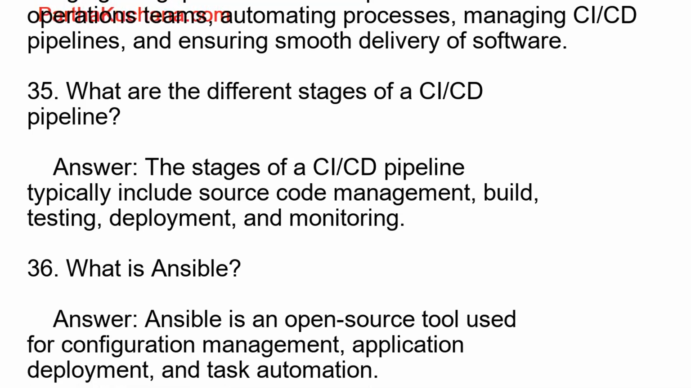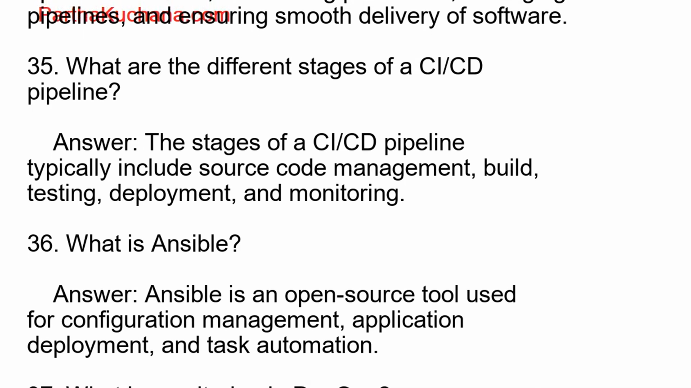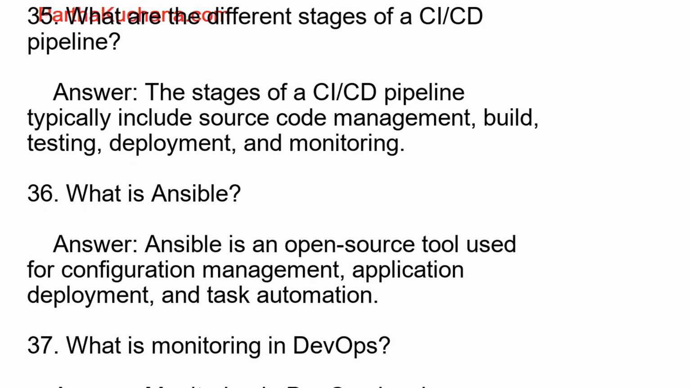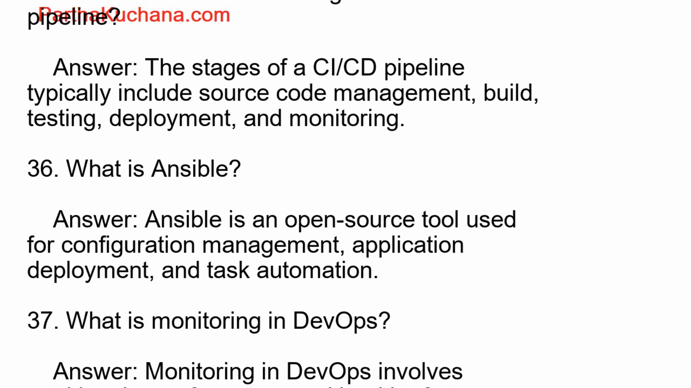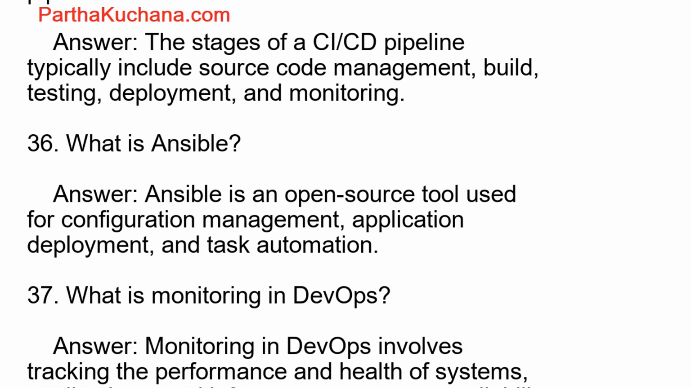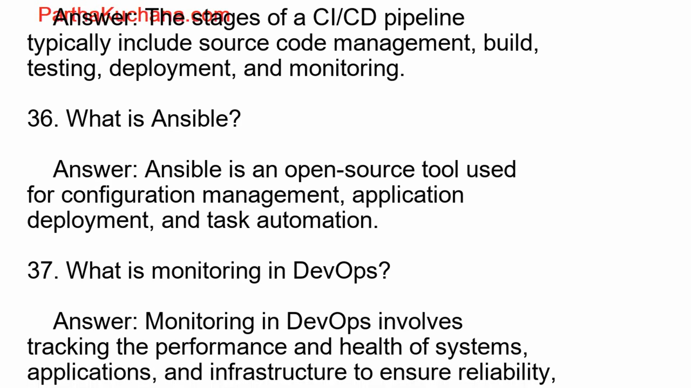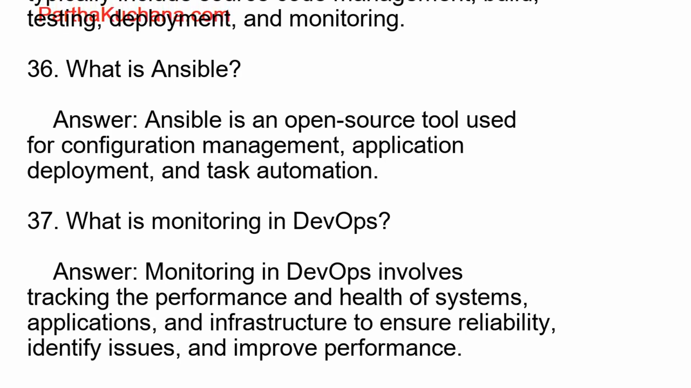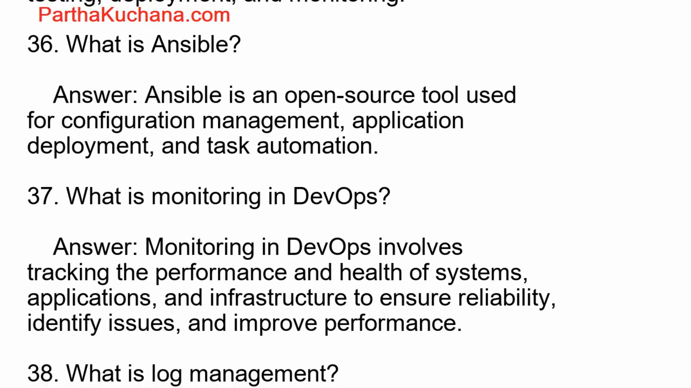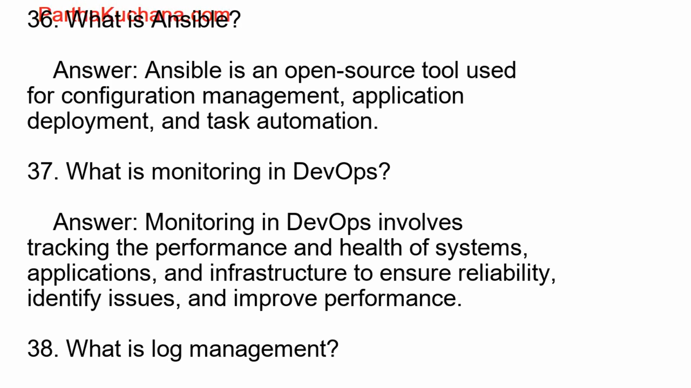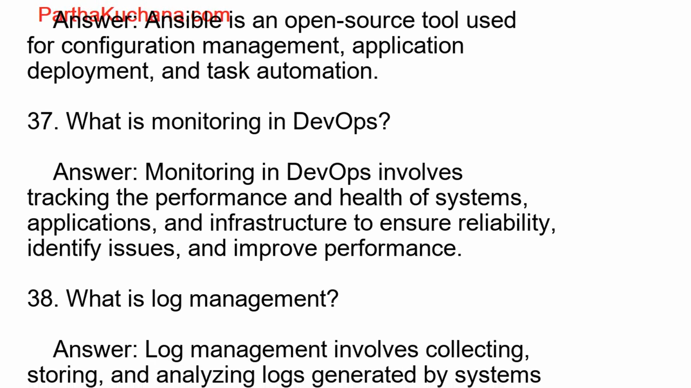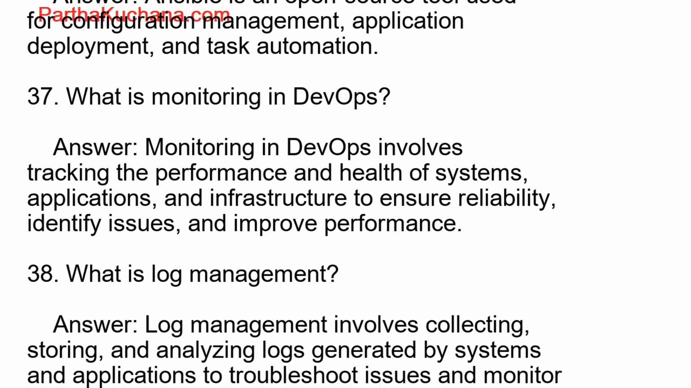36. What is Ansible? Answer. Ansible is an open-source tool used for configuration management, application deployment, and task automation. 37. What is monitoring in DevOps? Answer. Monitoring in DevOps involves tracking the performance and health of systems, applications, and infrastructure to ensure reliability, identify issues, and improve performance. 38. What is log management?